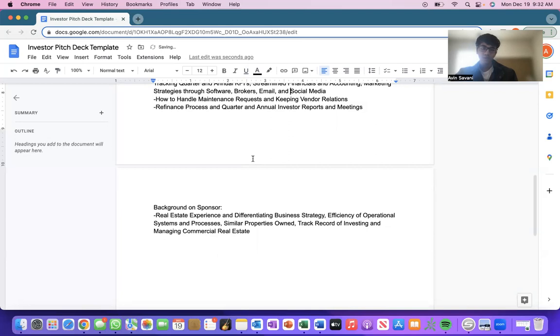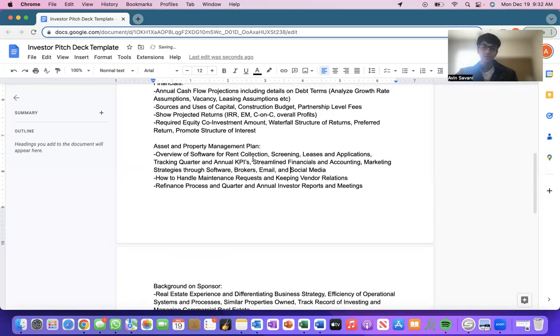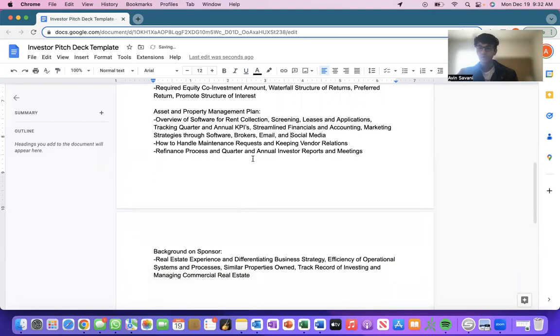So yeah, and then the refinance process, quarterly and annual investor reports and meetings. I already mentioned that, but essentially the refinance process is kind of difficult to explain briefly like this. Within any hold period, you're going to have a stabilization month if you have a renovation budget. On that stabilization month, I would assume that you're going to refinance the debt, right? So let's say you acquired debt in a high interest rate environment, and then a year later the rate is actually a lot lower, right?